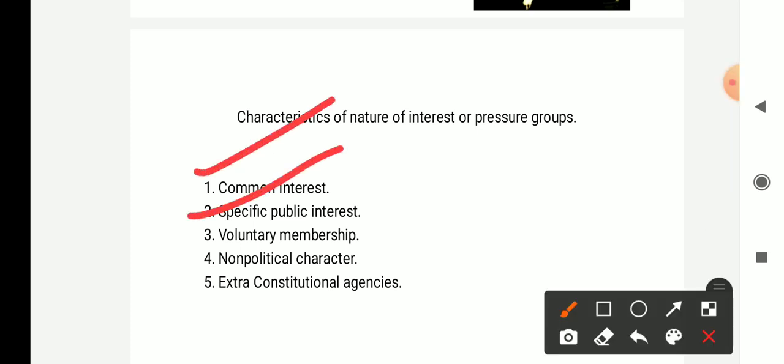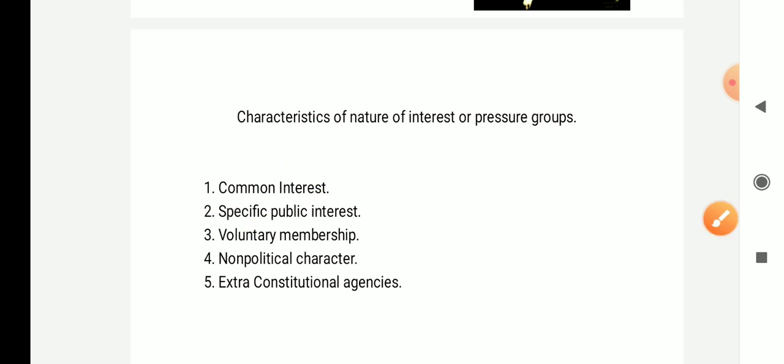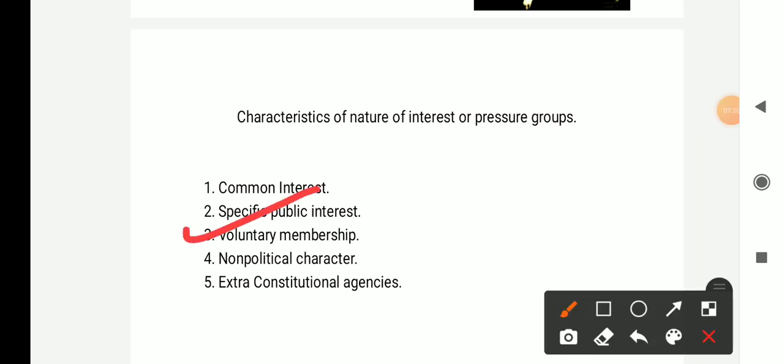Voluntary membership, all the members in these pressure groups are voluntary, right? Yes, voluntary membership, nobody is forced to become member. Then non-political character, they are non-political, they just work for their own benefit. Then extra constitutional agencies, they have no representation, or there is nothing mentioned about them in the constitution.